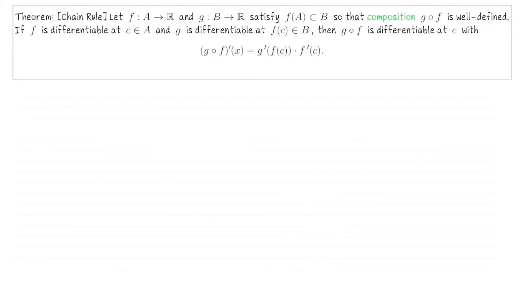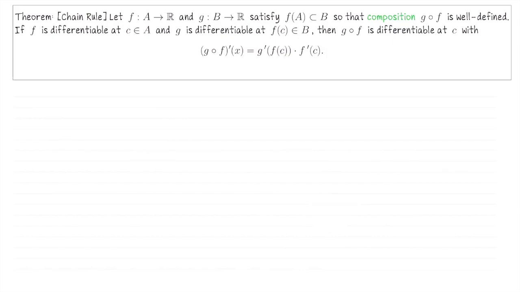We've looked at ways to combine differentiable functions through multiplication by a constant, addition, subtraction, multiplication, division. Here's another way to combine differentiable functions, and that's through composition. So this theorem is called the chain rule, and it says let f be a function from some domain A to the real numbers, and let g be a function from some domain B to the real numbers in such a way that the composition g of f is well defined.